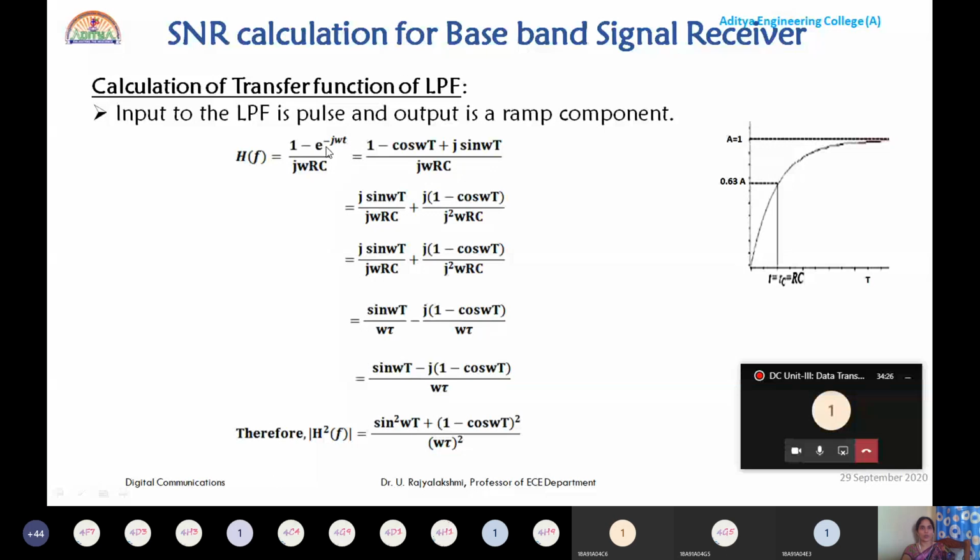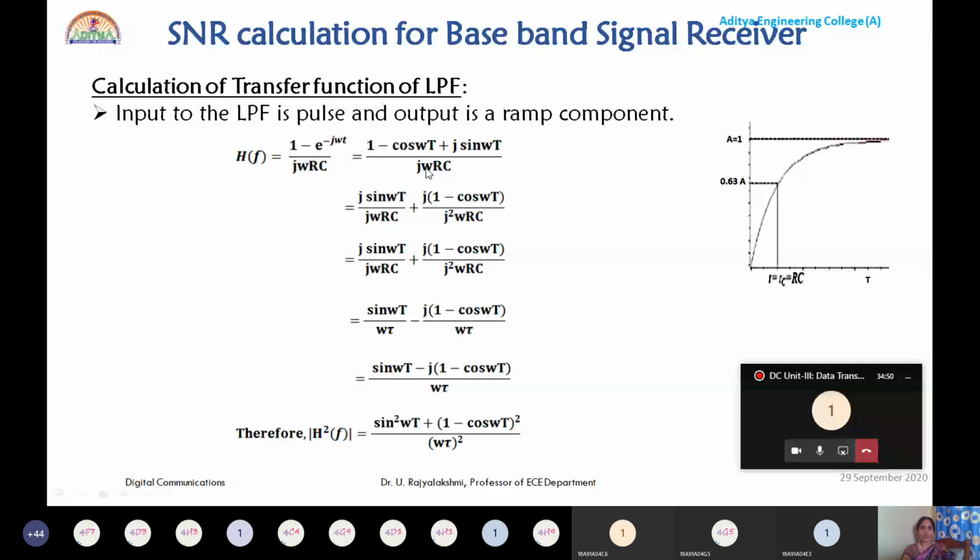You know that e power j omega t minus j omega t, you can define it as cos omega t, considering omega only. So cos omega T minus j sin omega T. Here the time interval is capital T, so that's why we replaced it with capital T here. Now split into real and imaginary terms.